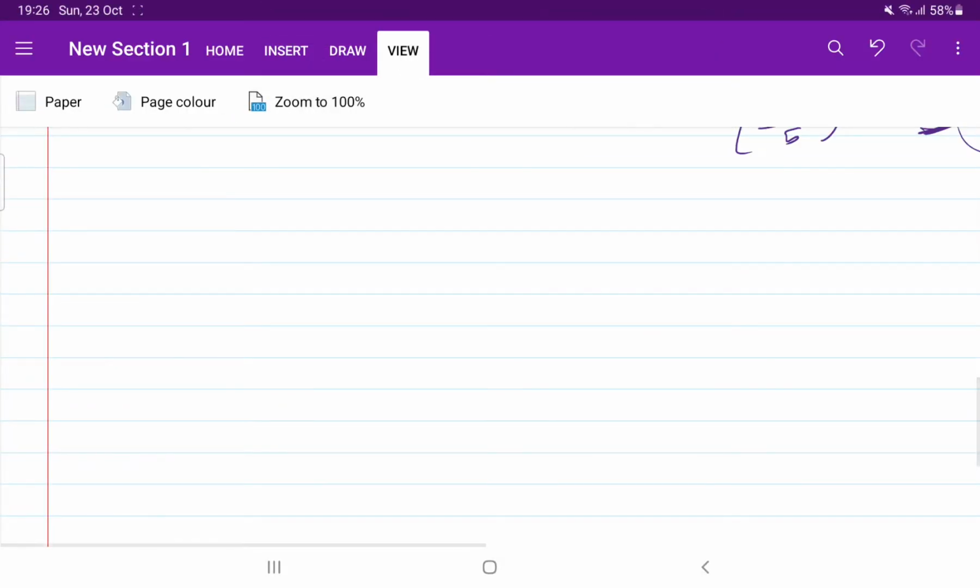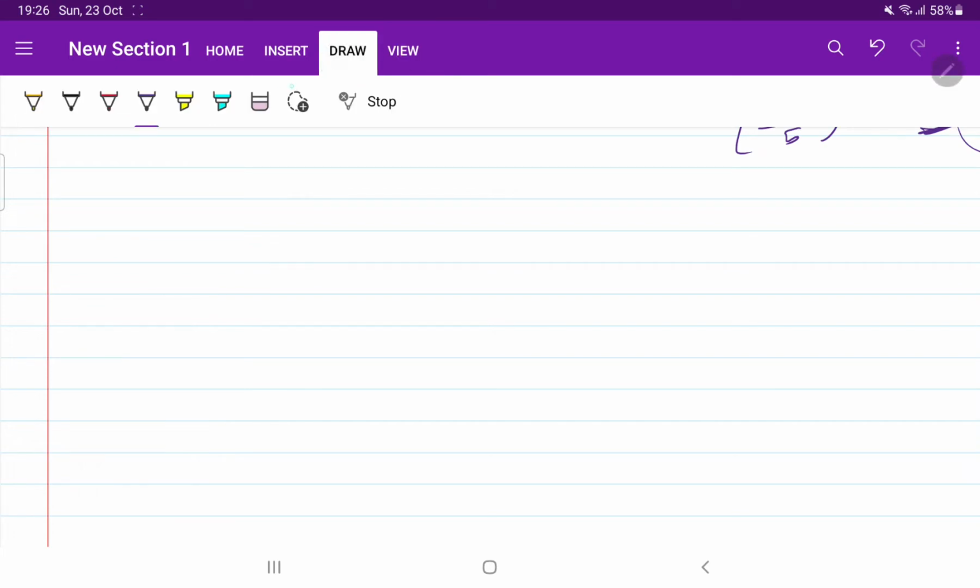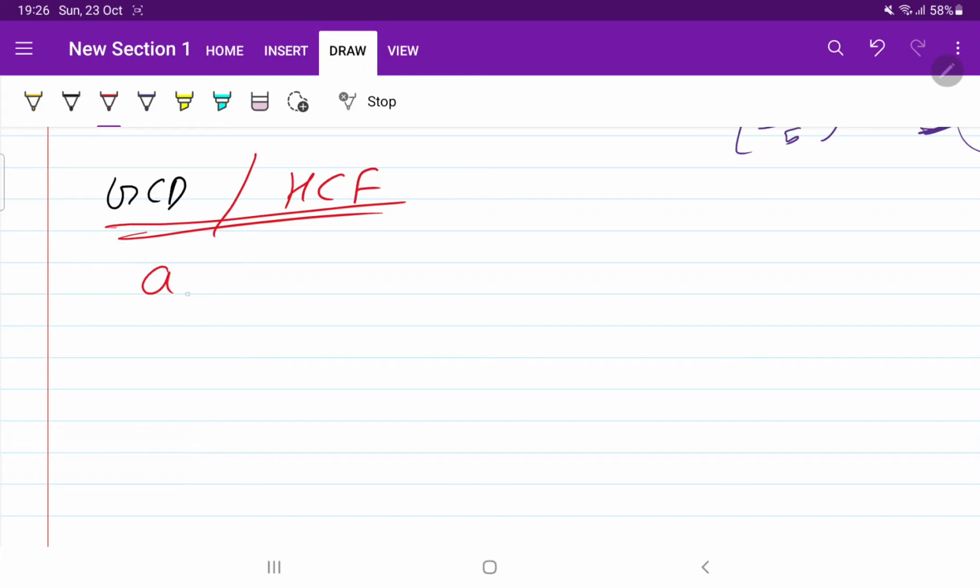Now let us move to the next question. Let us move to the second question. The second question is finding the greatest common divisor, GCD or HCF, highest common factor. Okay. Suppose one number is given as 12 and the other number is given as 15. So you want to find the greatest common divisor.